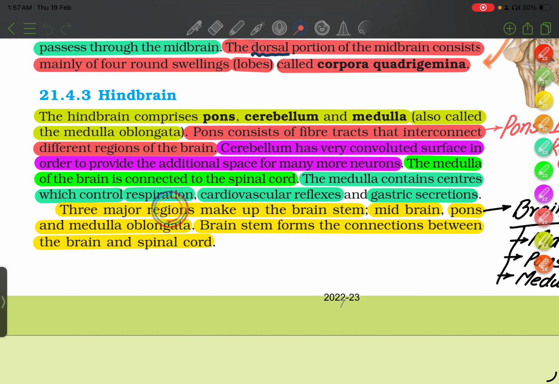Three major regions make up the brainstem: midbrain, pons, and medulla oblongata. The brainstem forms the connection between the brain and spinal cord.